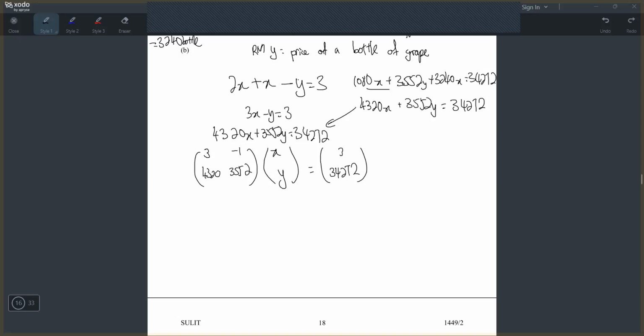Okay, let's continue. Now we will find XY. So how do we find XY? The matrix, we can move it over there. So this relationship is multiplication. So this is a times relation.